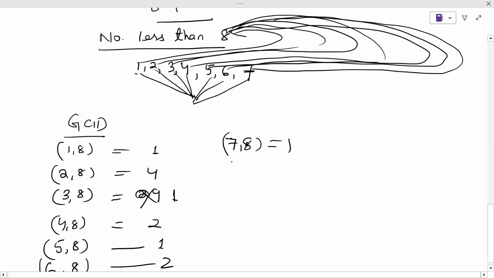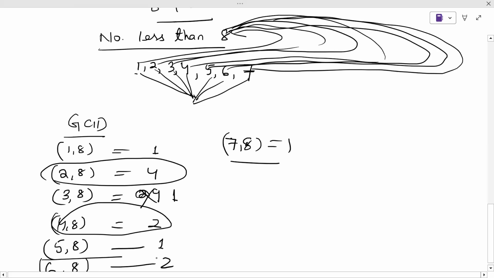GCD is 1. So what are the GCD of prime factors? That is not 1, prime. This one is out. This number is also out. This number is also out. What is the remaining value here? 1, 2, 3, and 4. So phi 8 is equal to 4.